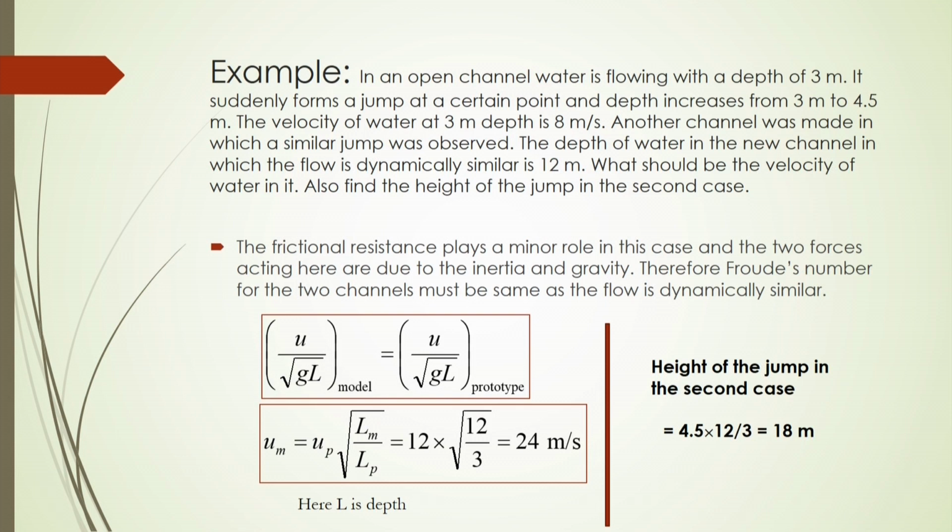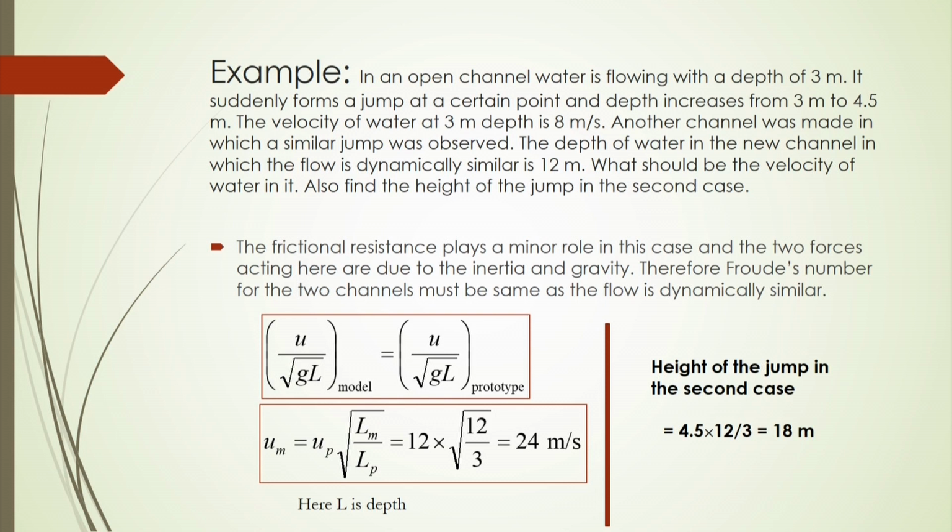is to be made in which a similar jump is observed, and the depth of water in the new channel, in which the flow is dynamically similar, will be 12 meter. In that case, what should be the velocity of the water in it, and also find out the height of the jump in the second case.